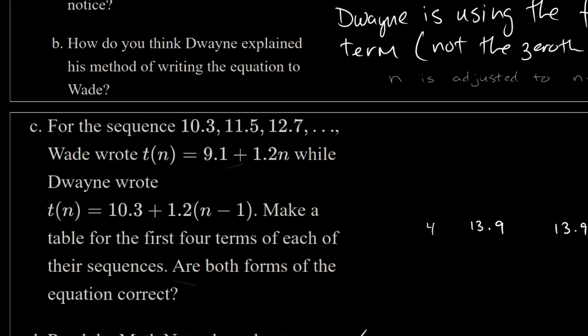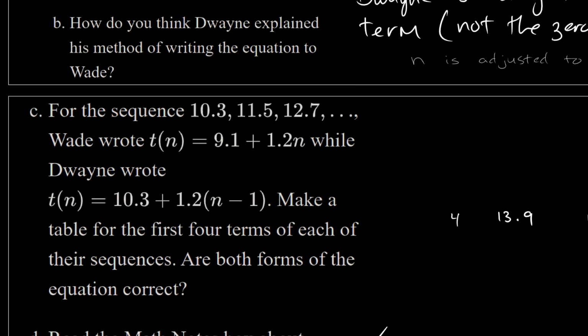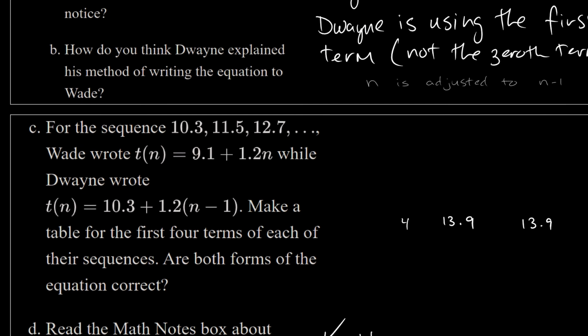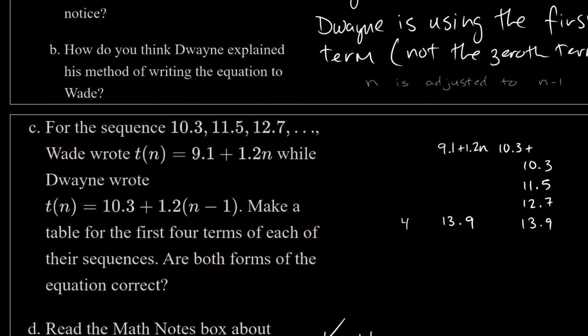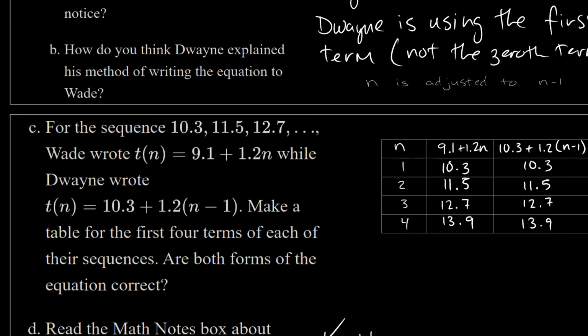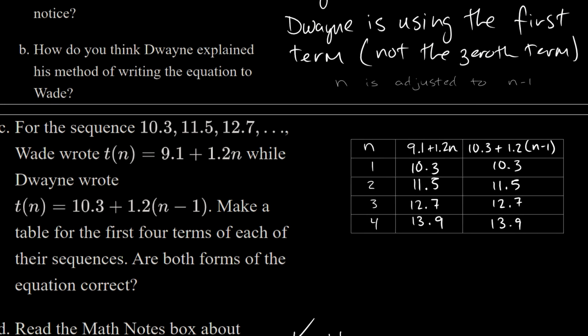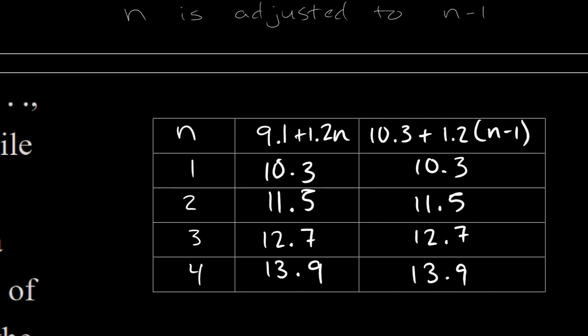It says, for this sequence, Wade wrote t of n equals 1.2n, while Dwayne wrote the adjusted version. I can see this is the same thing, right? He's doing the same thing. Instead of using the zeroth term, he's using the first term. So Wade's using the zeroth term. So did I write this table down? Kind of. Not great, but there it is, right? So you can see that it's the same values all the time, 10.3, 11.5, etc.